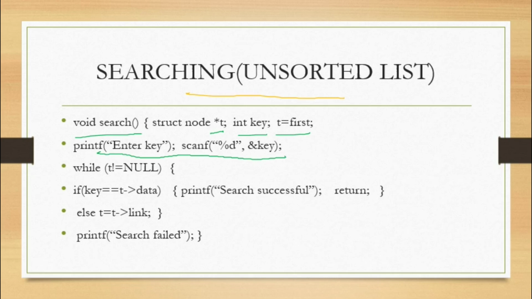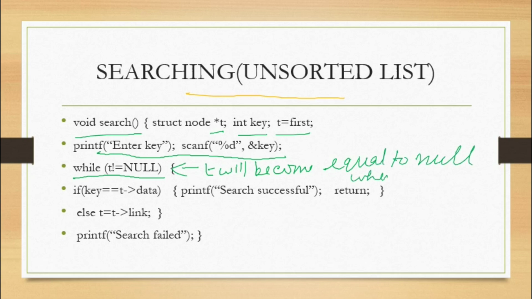Then of course, as we have discussed in the algorithm, while t is not equal to null. That means t will become equal to null when you reach the end of the list. Remember that. So if key is equal to t of data, that means both are matching.